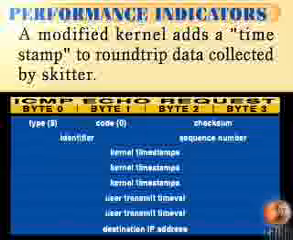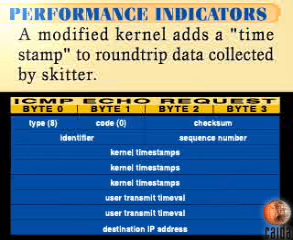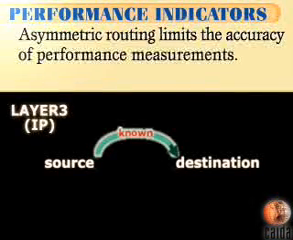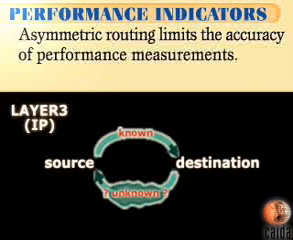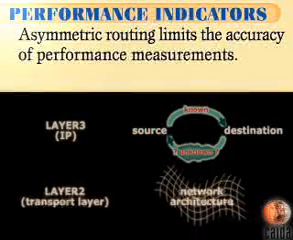A modified kernel adds a timestamp to round-trip data collected by SKITTER. This provides a means of depicting path-specific variations in performance across Internet infrastructures. Asymmetric routing, however, limits the accuracy of these performance measurements. Configuration differences in Layer 2 infrastructures further limits visibility.